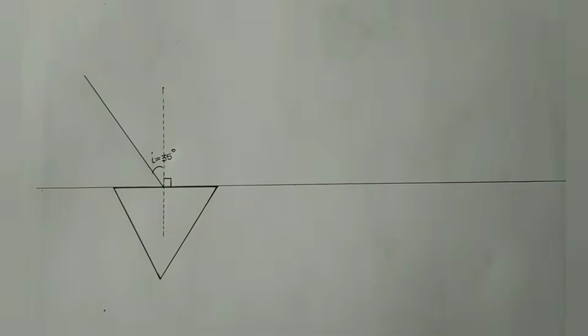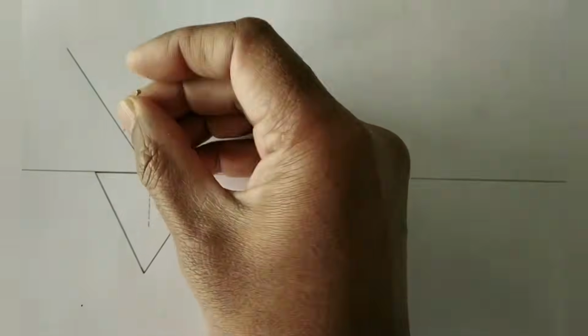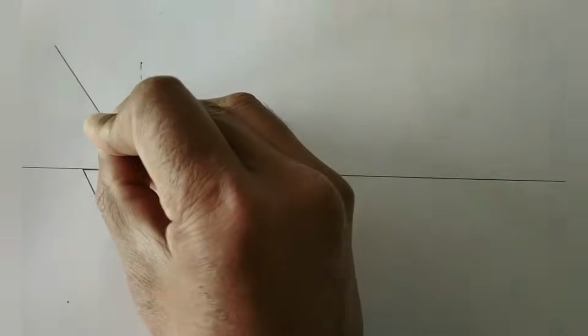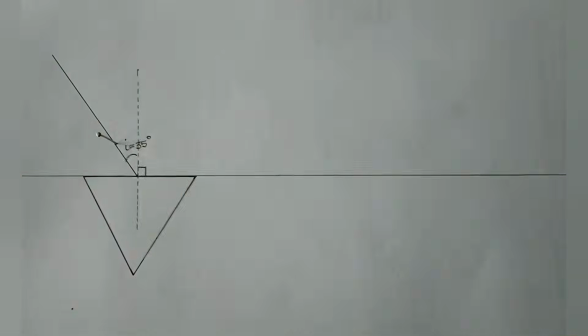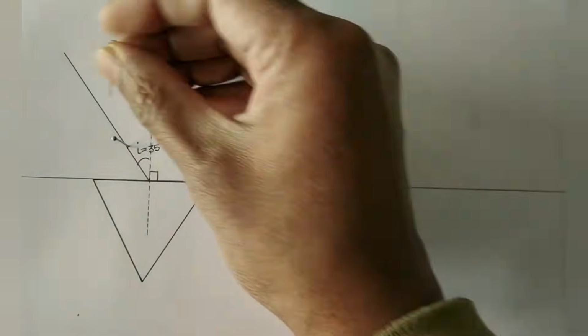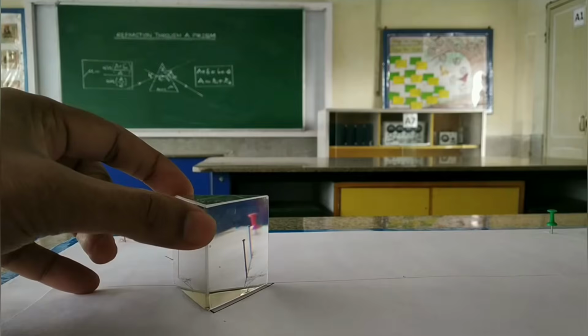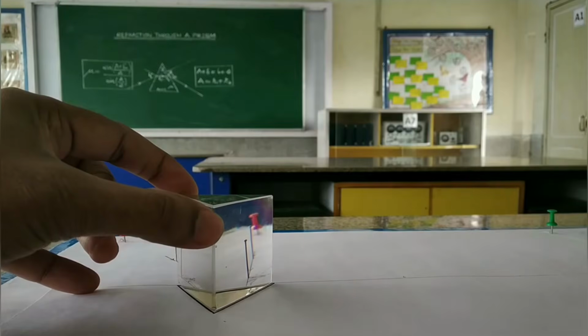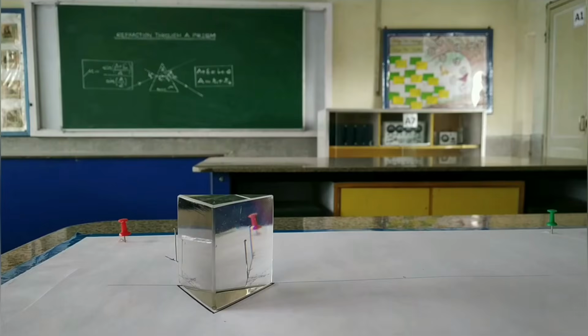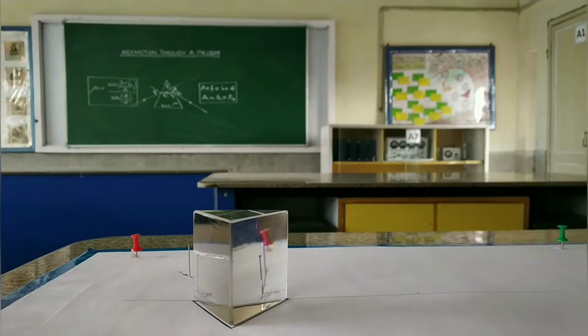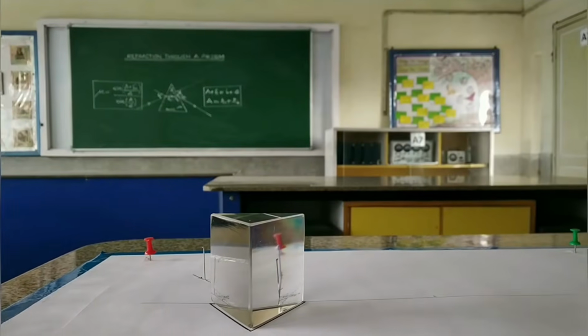Now we need to fix 2 pins on the incident ray, and it is to be ensured that the pins are fixed vertical and with a minimum separation of 8 to 10 centimeters. And thereafter we will put the prism back in its position and then look for the images of the pins P and Q through the refracting face.